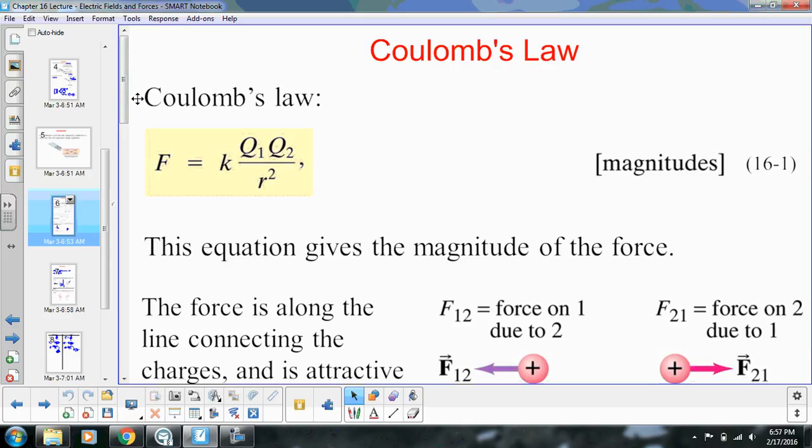Are you having fun yet? I hope so. We have Coulomb's law, which you are going to derive in a lab soon.